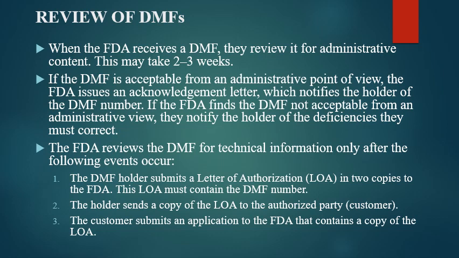The following events are: first, the DMF holder submits a letter of authorization, LOA, in two copies to the FDA, and the LOA must contain the DMF number. The second one is the holder sends a copy of the LOA to the authorized party, which is a customer. And the third one is the customer submits an application to the FDA that contains a copy of the LOA. So the FDA reviews the DMF for technical information only when these three events occur.